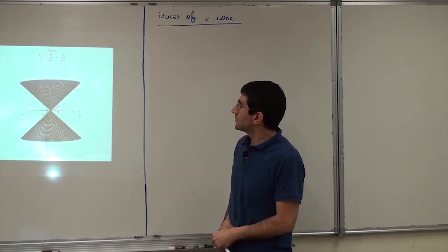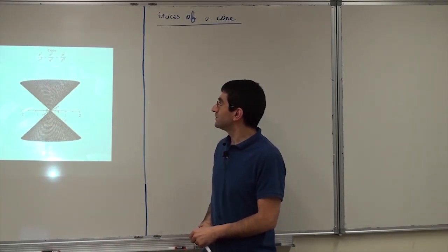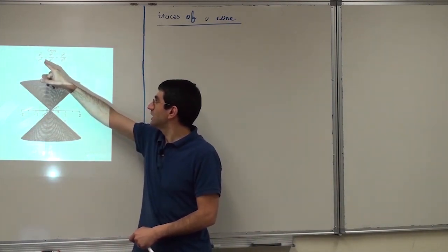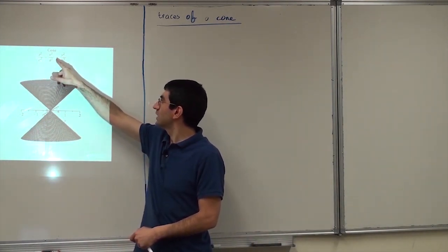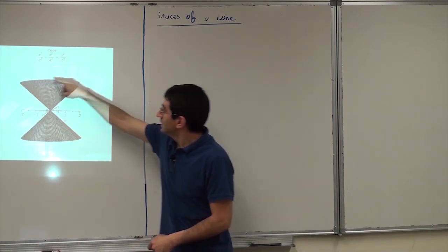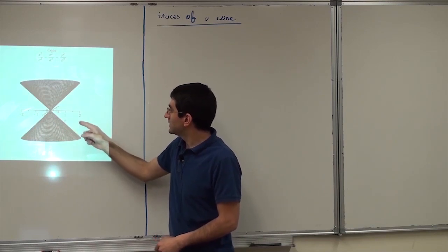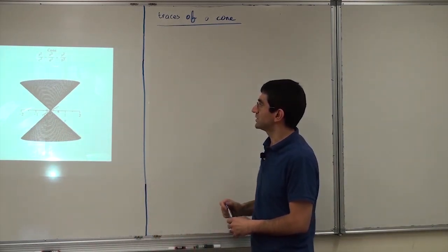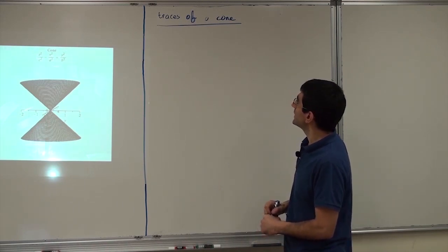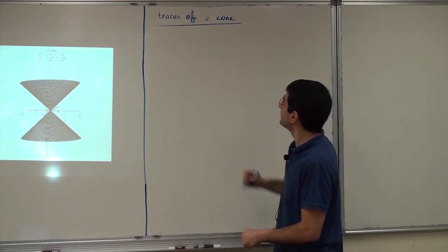Our next quadratic surface is the cone. The general form of the cone equation is z squared over c squared equals x squared over a squared plus y squared over b squared. And the sketch of this equation is as shown in the picture. Now, let's have a look at the traces of this cone.